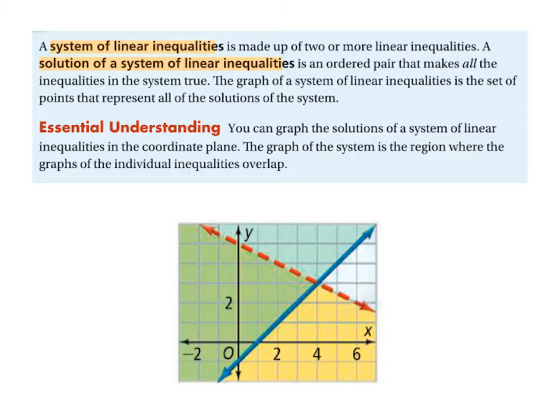So areas of overlap, for example. The graph of a system of linear inequalities is a set of points that represent all the solutions. So you do it in the coordinate plane, and where they overlap is where you can count it.